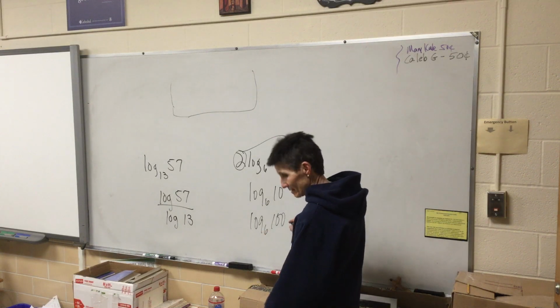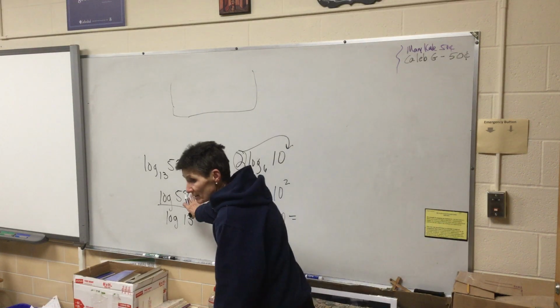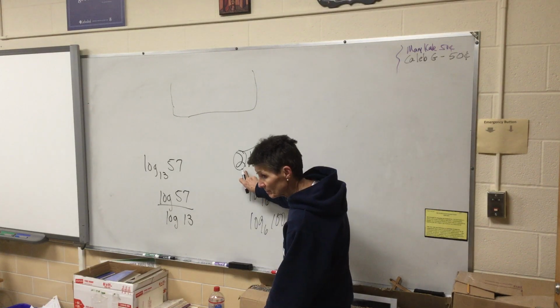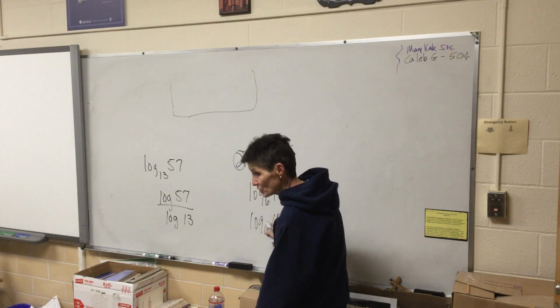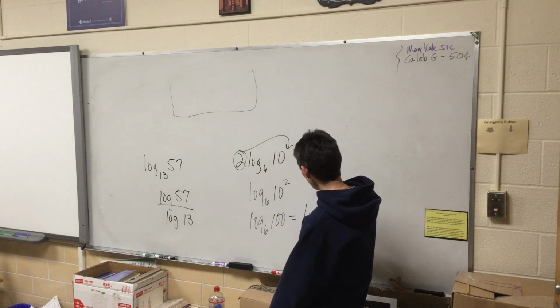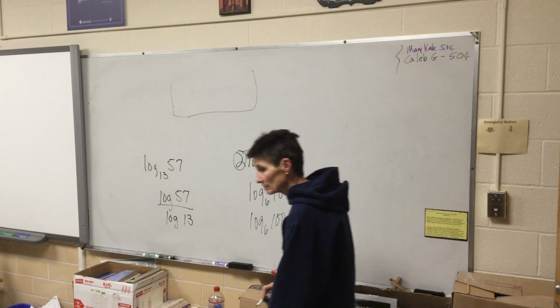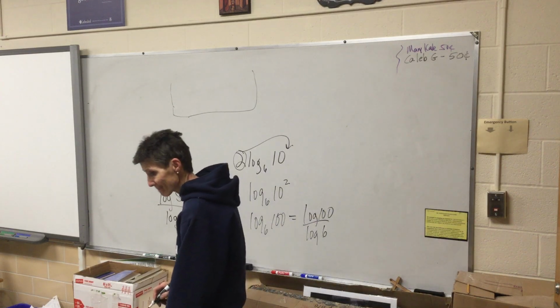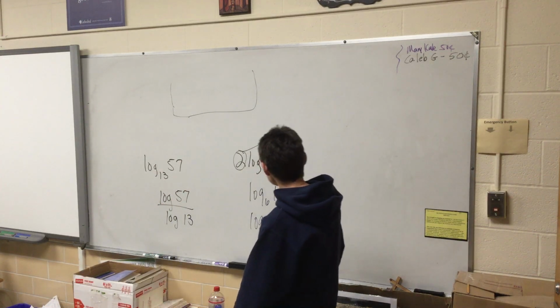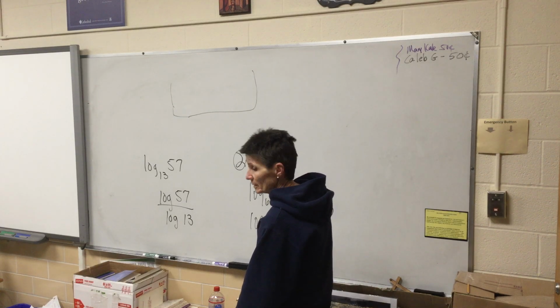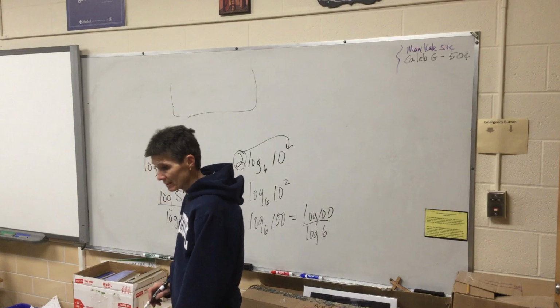Then you do this. You can't do this when that 2 is there. So we do this first, and then we'll say the log of 100 over the log of 6. And what is it called when you move the 2 from in front, the coefficient, to make it an exponent? That's just one of the properties of logarithms.